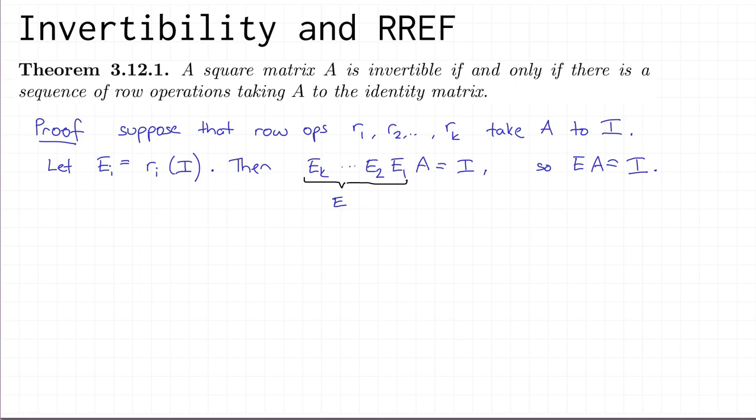Well, you might complain about this because the definition of invertibility was that a matrix A is invertible if there exists a matrix B such that B times A is the identity and A times B is the identity. So we haven't quite shown that A is invertible, because we found a matrix such that when you multiply on the left you get the identity. But is it also true that A times E is equal to the identity? Well, that's not actually too hard to show now because we know that elementary matrices are invertible.